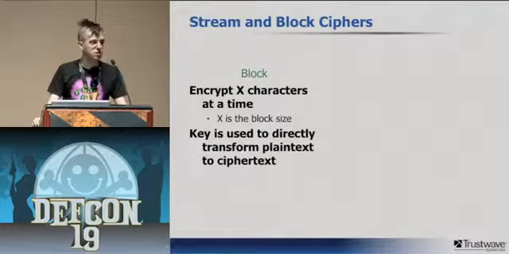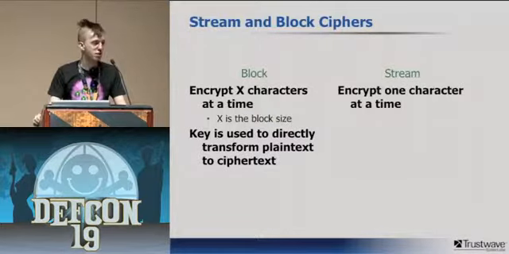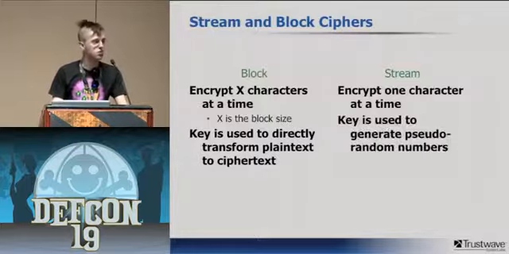So the key is used directly to transform the plain text into the ciphertext. Whereas with stream ciphers, you're encrypting one character at a time, one byte at a time. And the key is used as a seed to a pseudo-random number generator.